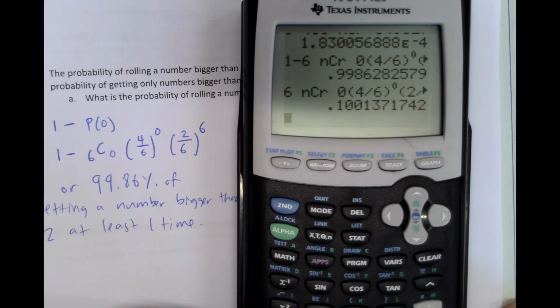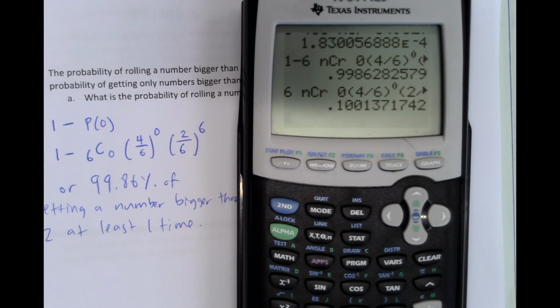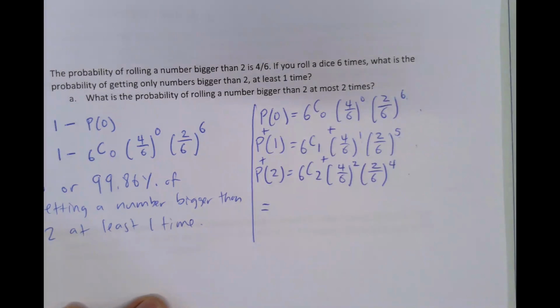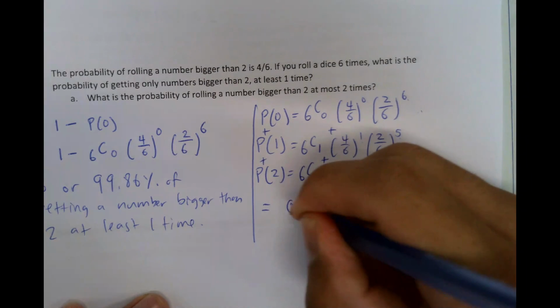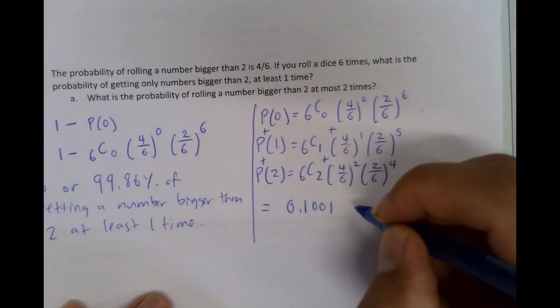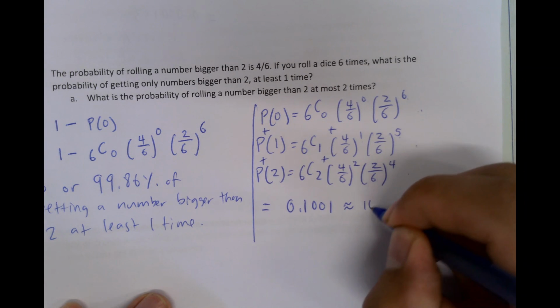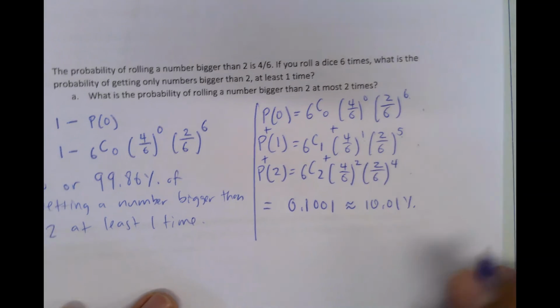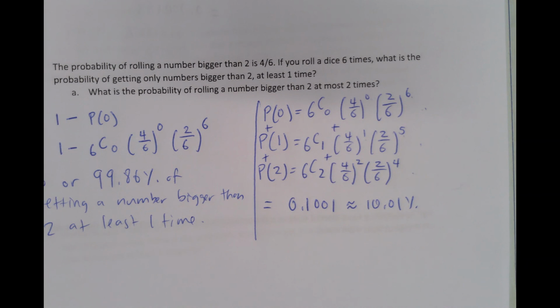You can see our answer here is about 10%, which does kind of make sense. And so we would get 0.1001. You could just round this. I will tell you where to round it. So 10.01%, it's going to be about 10%. So that's pretty reasonable, and that would be our answer.